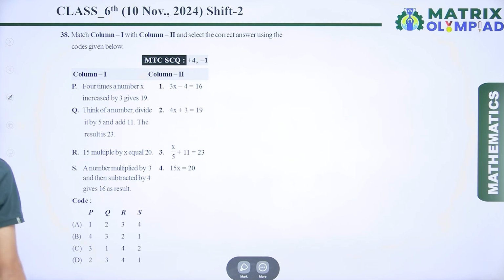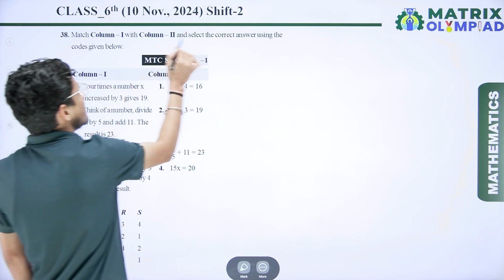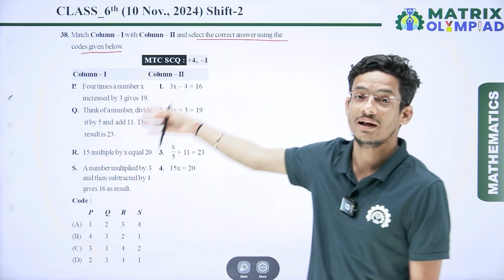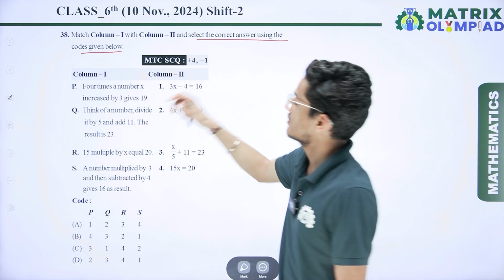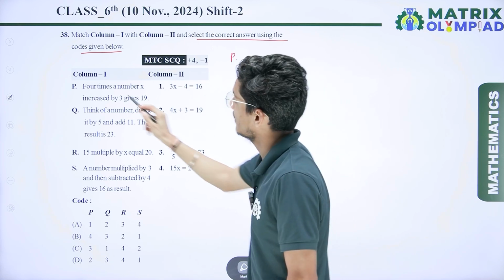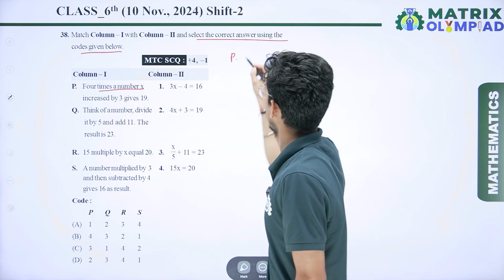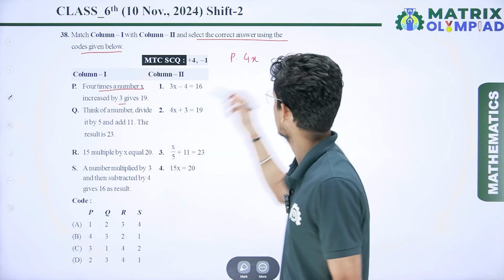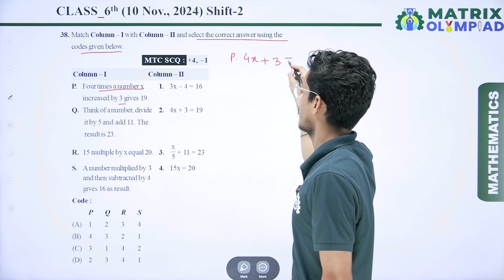Now the next question is to match column 1 and column 2 and select the correct answer using the code given below. Here we have column 1 and here we have column 2. First we solve column 1, that is P. We have 4 times a number x, that is 4x, increased by 3. It means we add 3, and the result we get is 19.